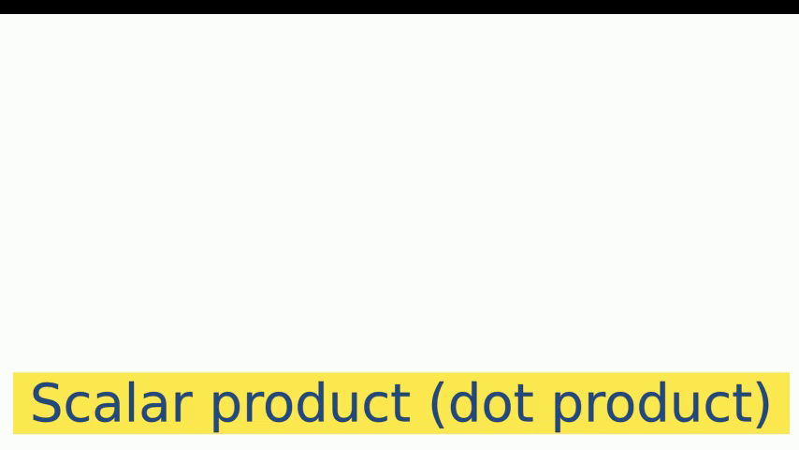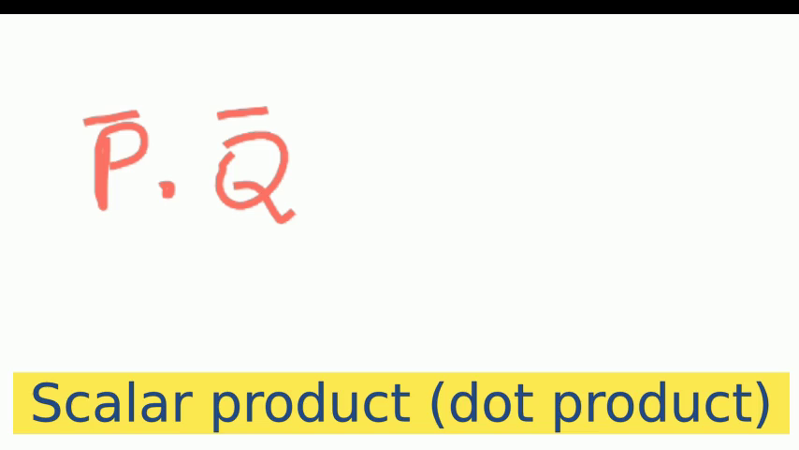So why is it called dot product? Suppose there is a vector p and there is another vector q. Then the product is defined by p bar dot q bar. Because of this dot, we call this product the dot product. Now why is it a scalar product? This product is called scalar because the answer of this product is a scalar.